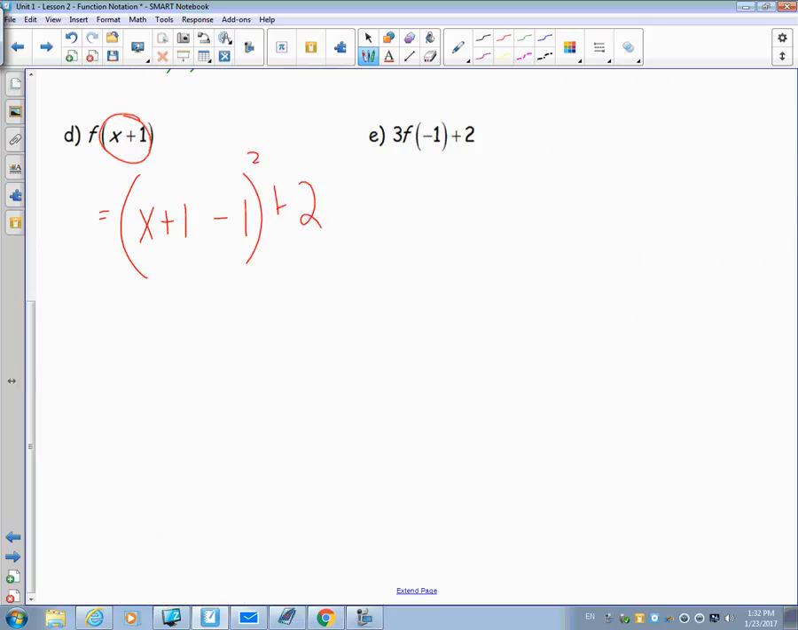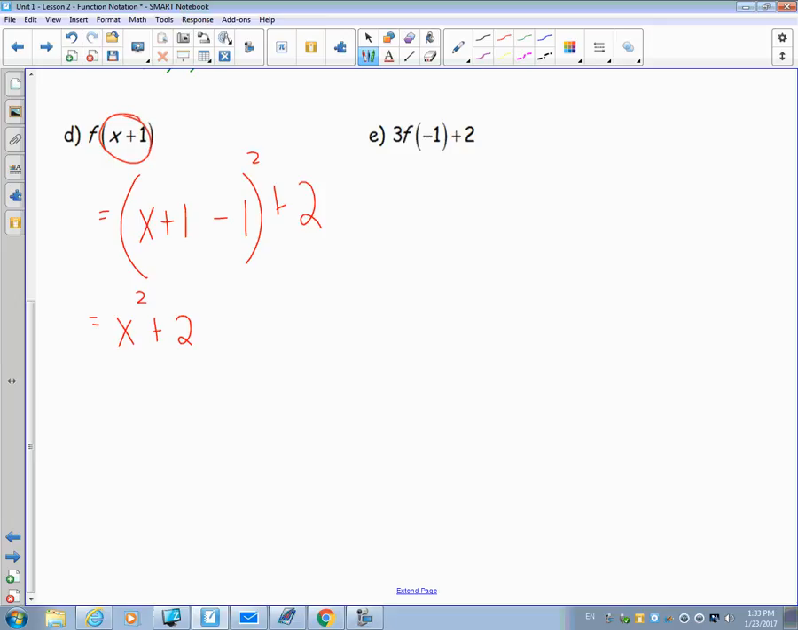And we're going to simplify that. Well, inside the brackets, BEDMAS, 1 minus 1 gives us 0. So we're left with just an x squared and the plus 2. Okay, so we can use algebra to do this also. Let's try the next one.